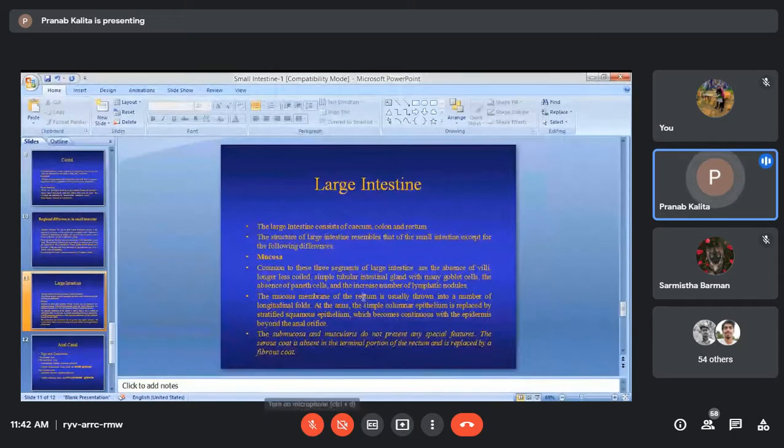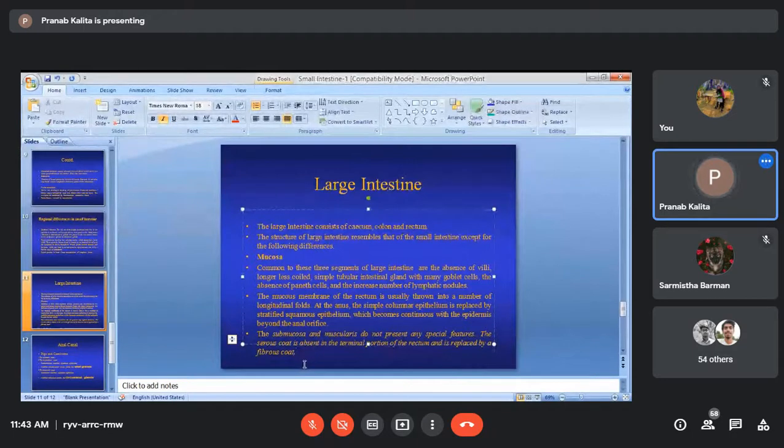Of course, the mucous membrane of the rectum is usually thrown into a number of longitudinal folds. At the anus, the simple columnar epithelium is replaced by stratified squamous epithelium. Anus means where it continues to the exterior with the skin, the epidermis beyond the anal orifice. The submucosa and muscularis do not have any special tissues. Serosa is absent in the terminal portion of the rectum and is replaced by fibrous adventitia.